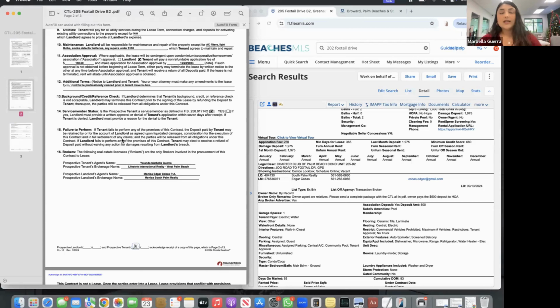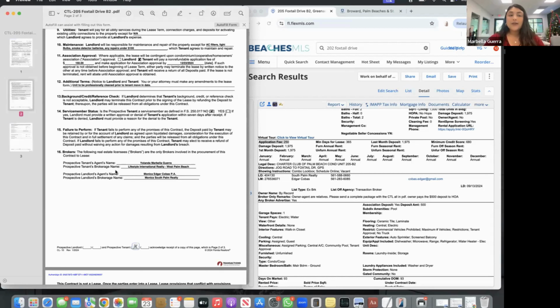That's nothing to sign, nothing to place there. But if we go to 14, this is just a service member status. You just have to check off whether yes or no if your client or tenant is defined as a service member based on that Florida statute. And if they don't, then you just put no. If they do, then you would put yes.